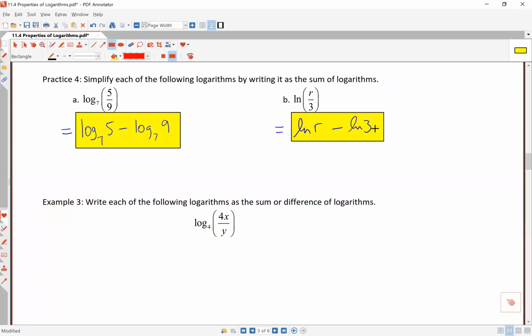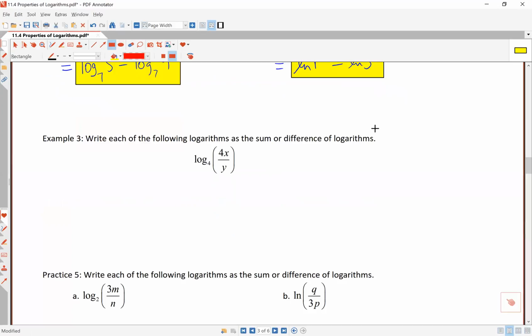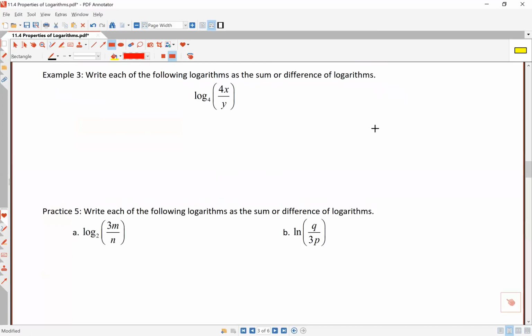Now, example 3, we have the log of 4x over y, or 4 times x over y. So we'll have to sequentially apply these rules. The first one I'm going to look at is the quotient. By the quotient rule, we have the log base 4 of 4x minus the log base 4 of y. The numerator is 4x, denominator is y.